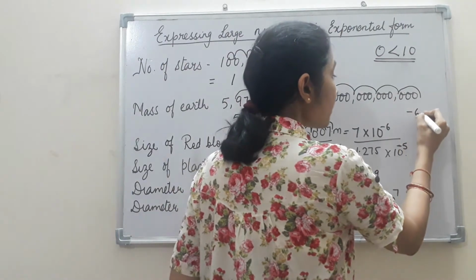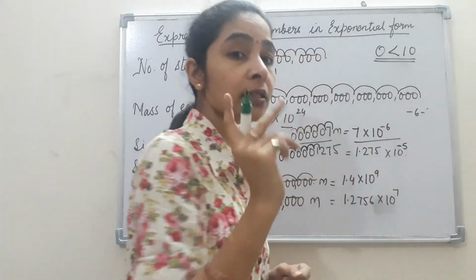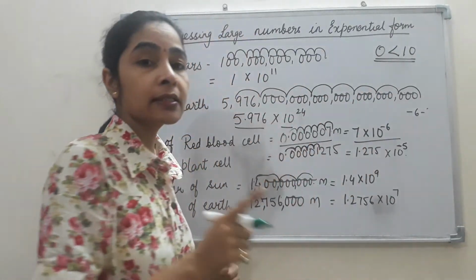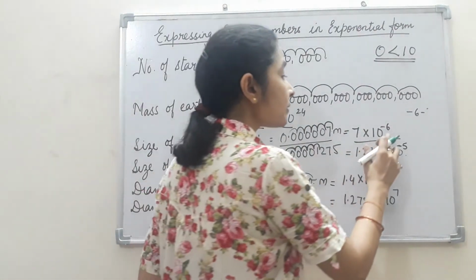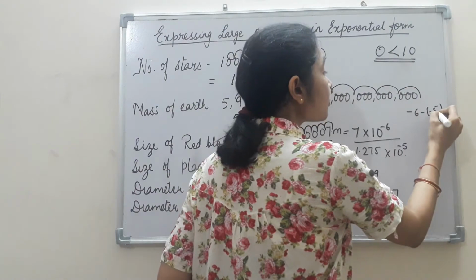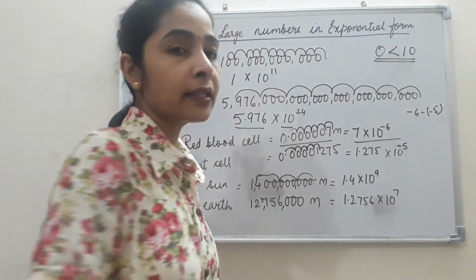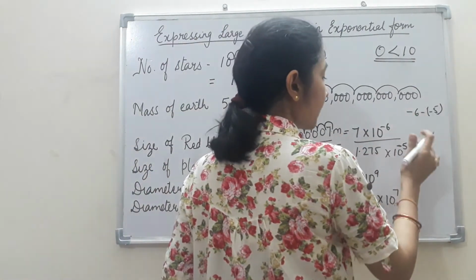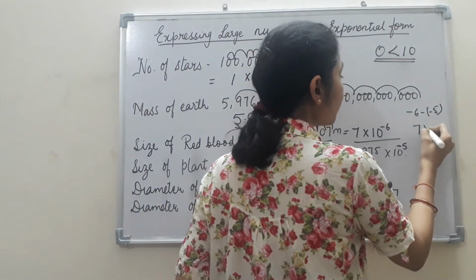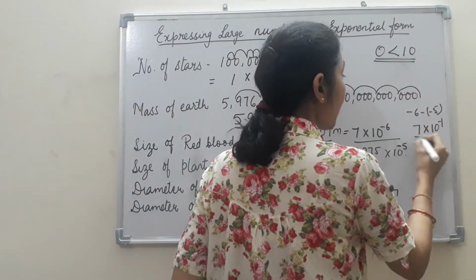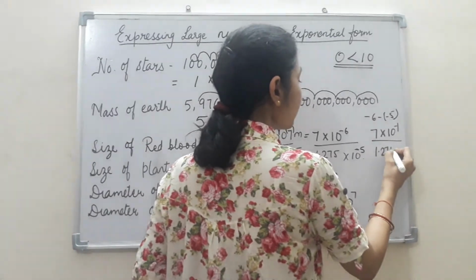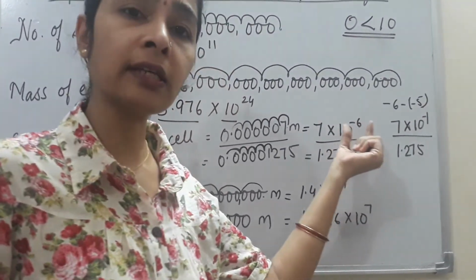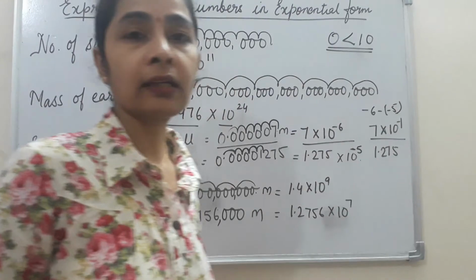So minus 6 minus... it is division, so we are using the second law: x raised to the power a divided by x raised to the power b gives us x raised to the power a minus b. So I am doing 6 minus 5, and that gives me minus 1 here. So 7 into 10 raised to the power minus 1 upon 1.275, because the 5 zeros have been cancelled by the 5 zeros in the numerator. Only 1 zero was remaining, and that we have written here.